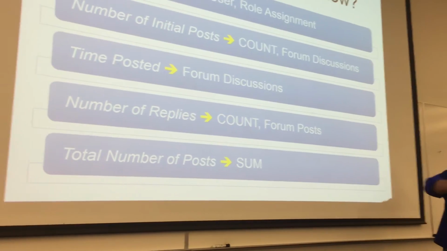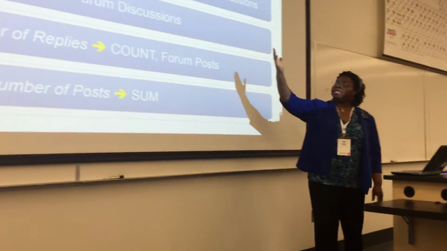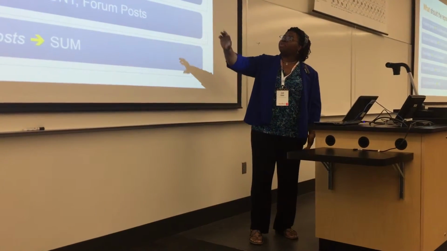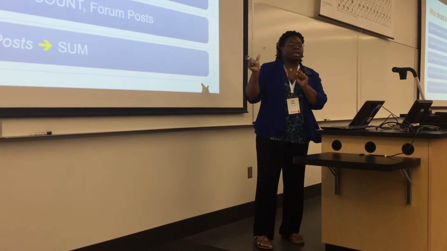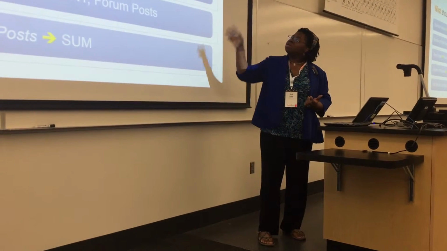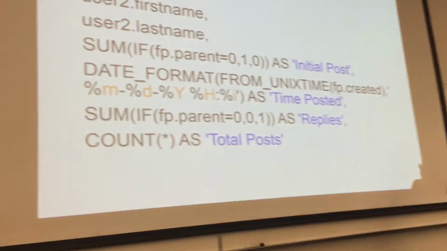When you develop your report, you have various columns. What columns do you actually need? And I've listed them on the left side, students' names, number of posts, and then on the right is the name of the table that you need to pull the information from. Okay, so this is the information we want the report to show. Let's take a look at the actual query.